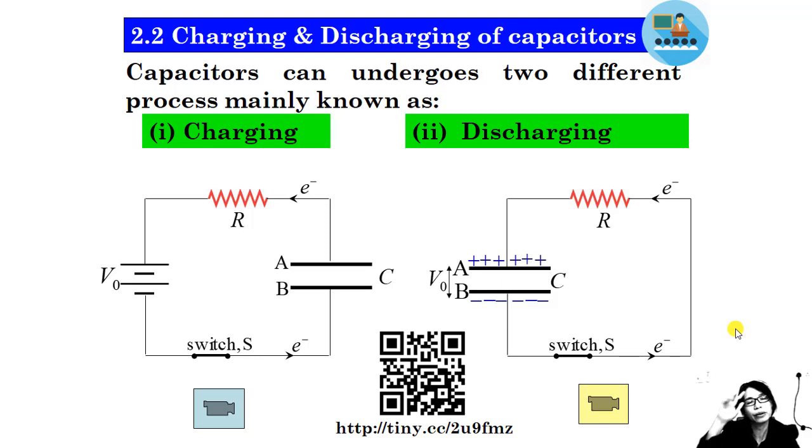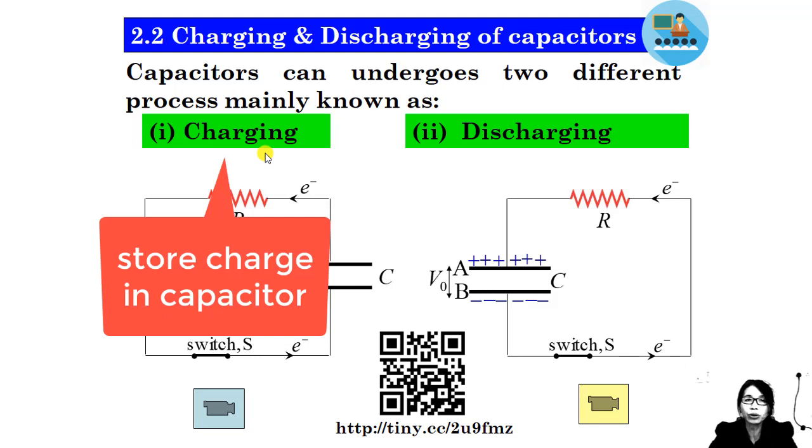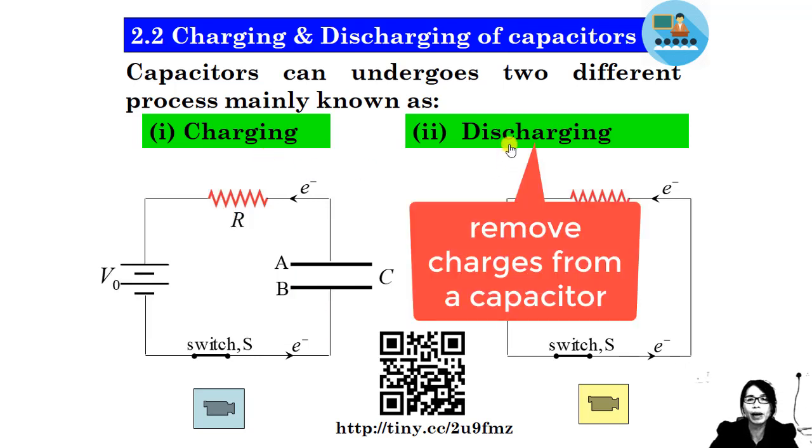Hello boys and girls, in this video we are going to focus on 2.2 charging and discharging of capacitors. Capacitors can undergo two main processes. We call them charging and discharging. Charging is a process whereby we store charge in a capacitor. Discharging is a process whereby we remove the charge in the capacitor through a load.